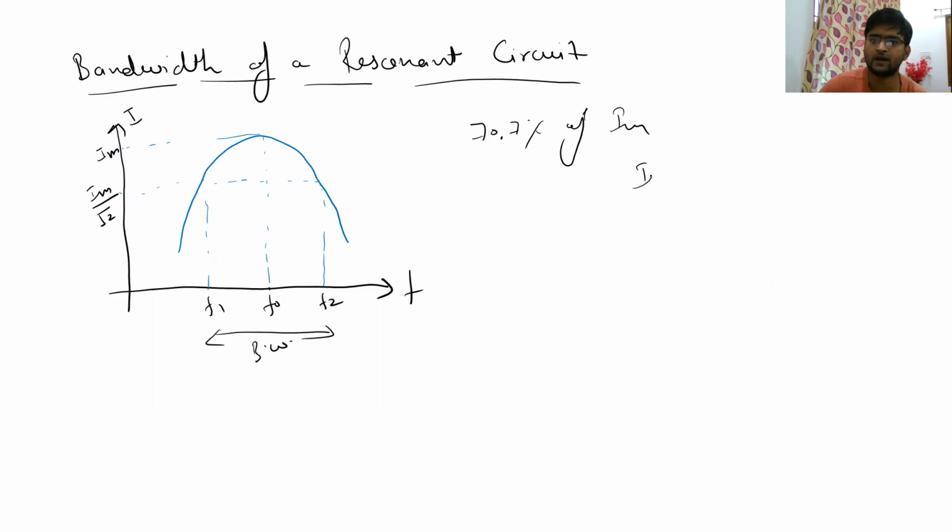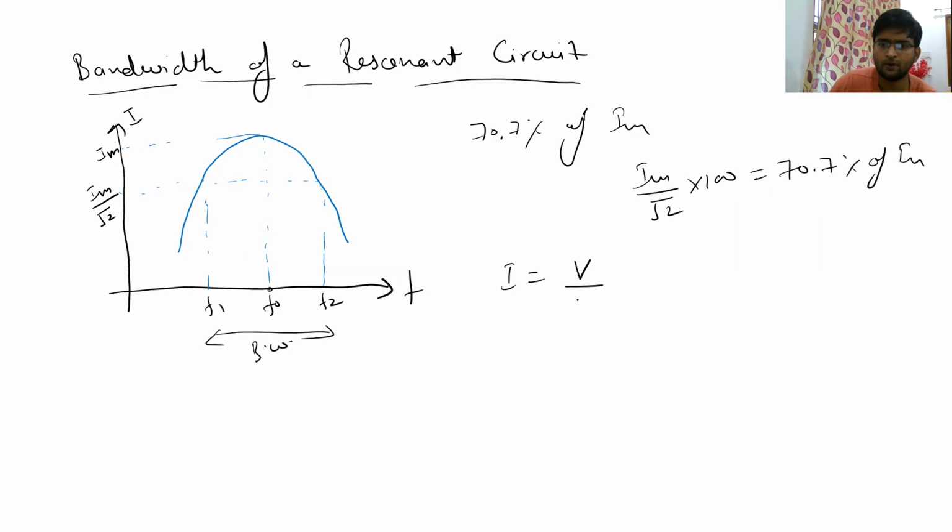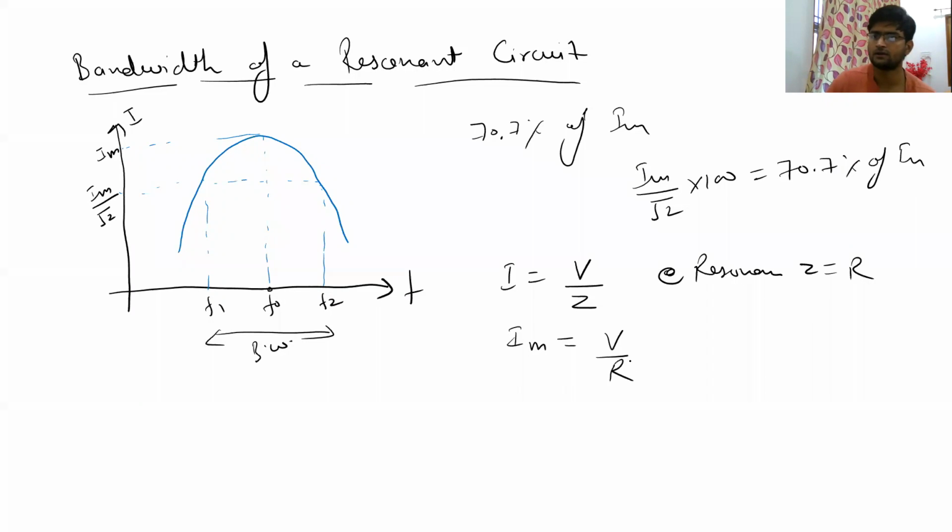If you divide Im by under root 2 and multiply it with 100 to get it into percentage, it will become 70.7% of Im, right? So by the definition, at F0, your current Im is maximum. For any circuit, I is basically V upon Z. So at resonance, Z is equal to R, so I will become Im and its value will be V upon R, right? This is the maximum value of current.